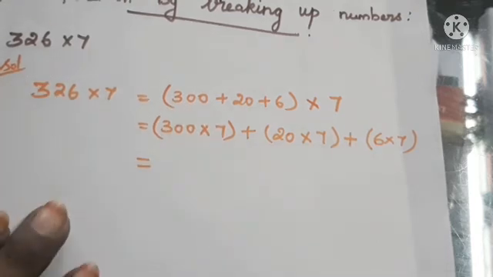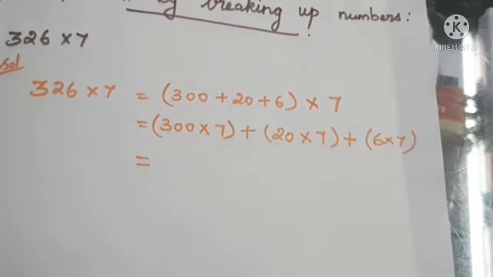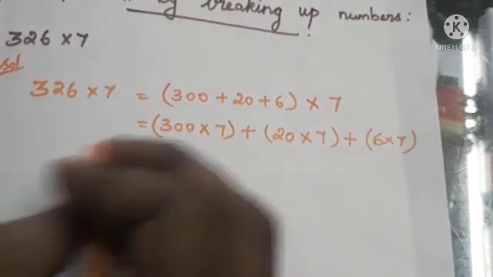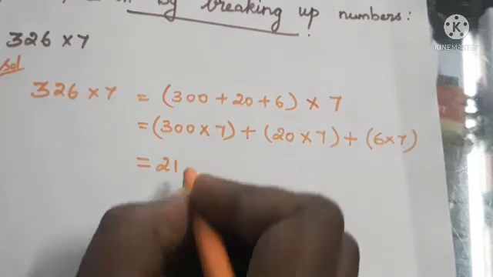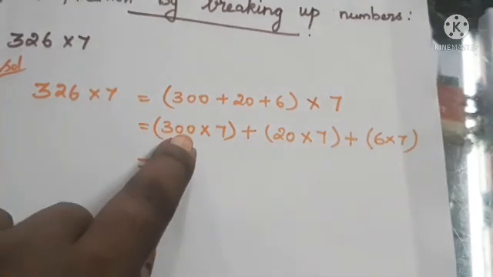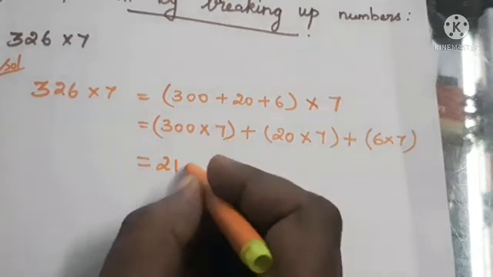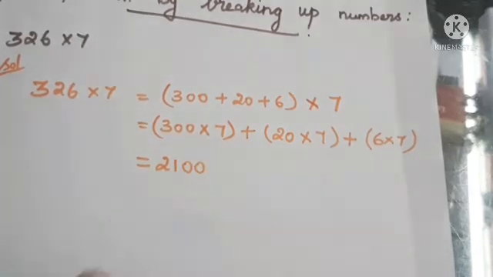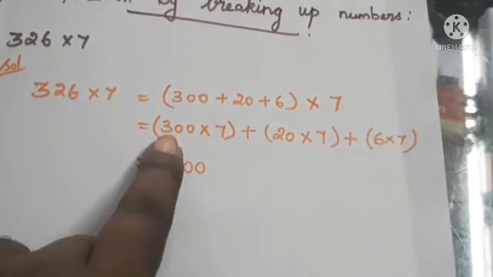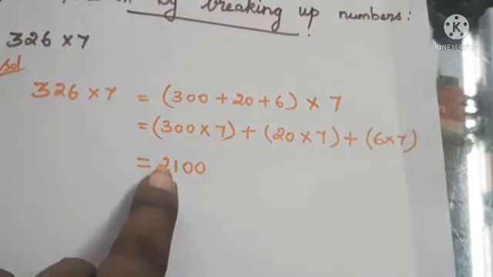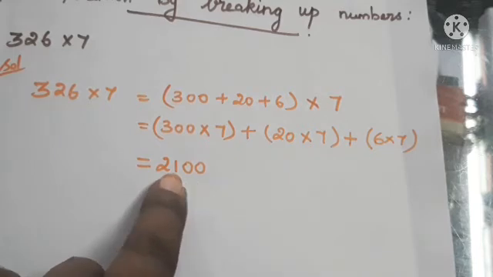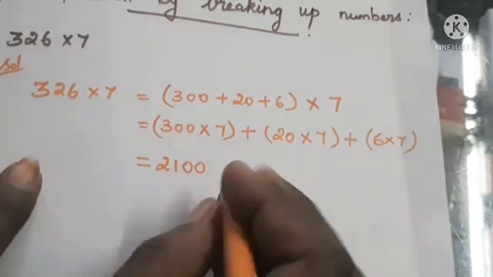We know the 3 table, no. So 1 3 is 3, 2 3s are 6, 3 3s are 9, 4 3s are 12, 5 3s are 15, 6 3s are 18 and 7 3s are 21. So 7 into 3 is 21. We write 21 and we leave the 2 zeros, that's it. The 2 zeros we write at the back of the 21. Now we got 2100. So if you multiply 300 into 7, you will get 2100.